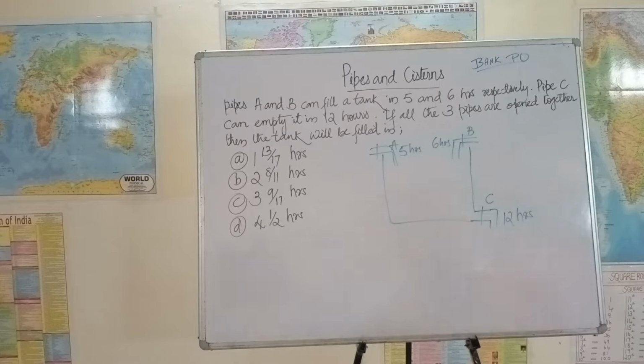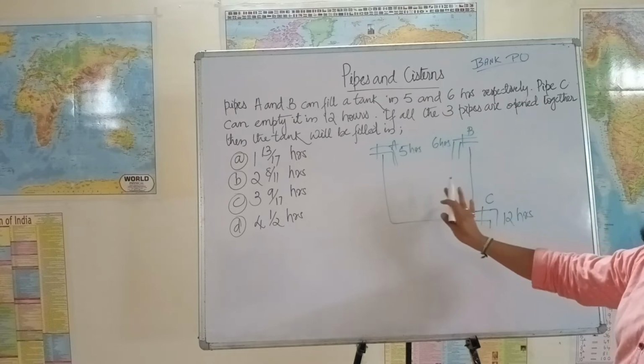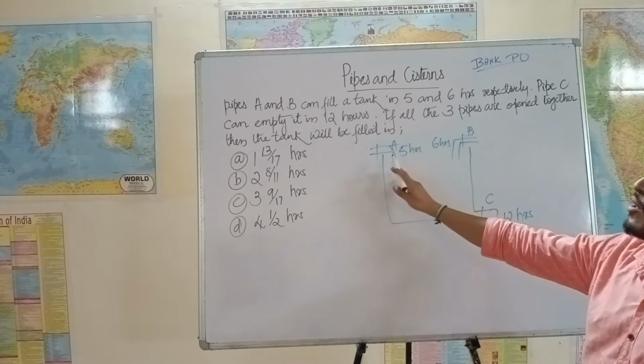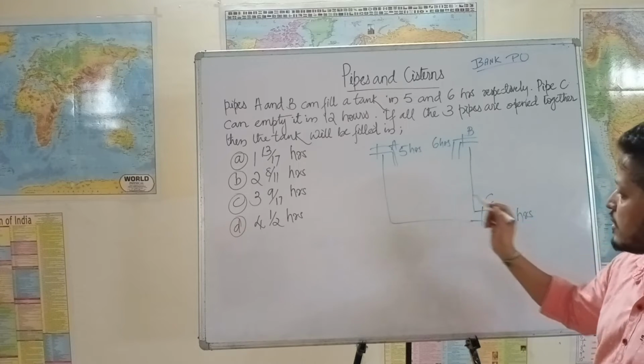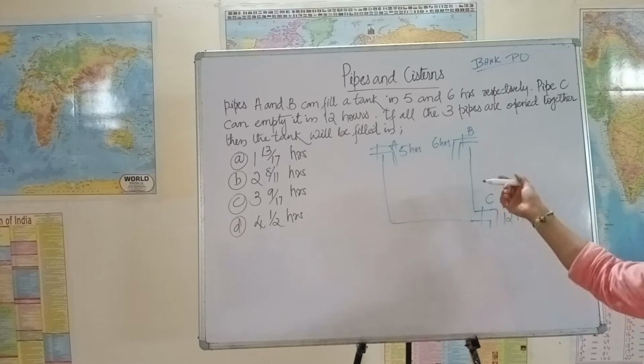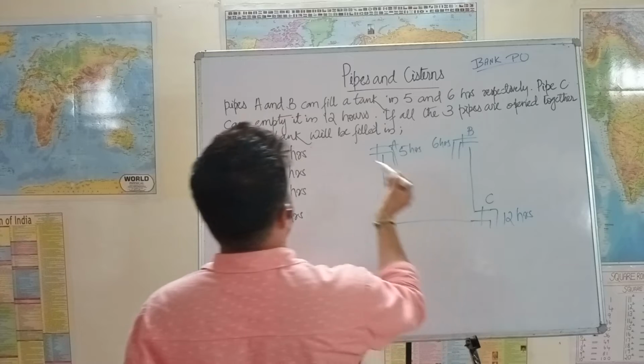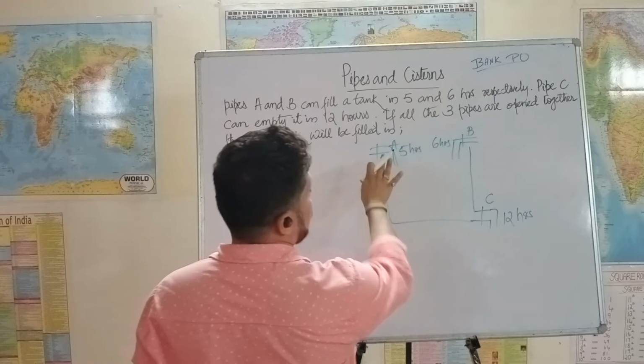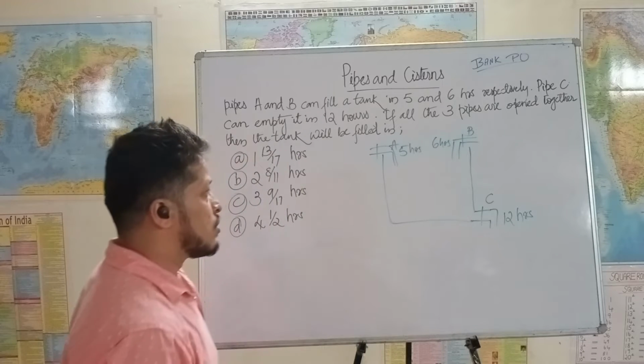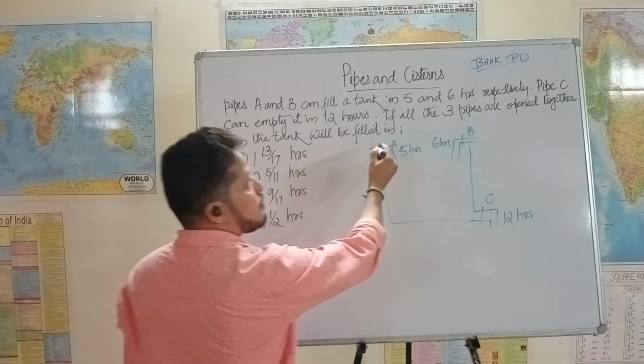Right. Now all the 3 pipes are on simultaneously. That means when these 2 pipes are trying to fill the tank, this pipe C is emptying the tank. So when all 3 are open, in how much time can this tank be filled is the question. So see, all 3 pipes are working.